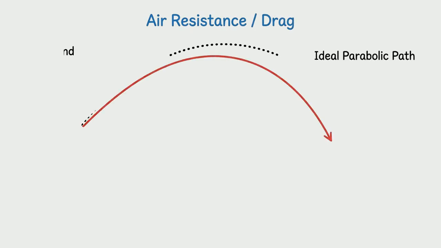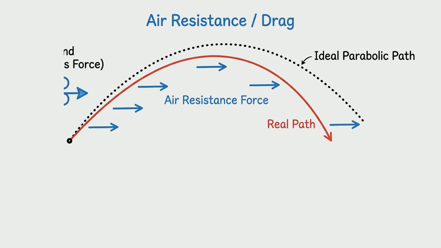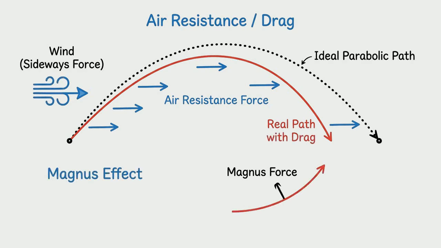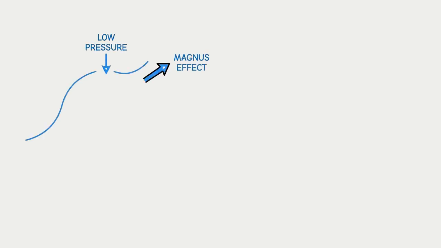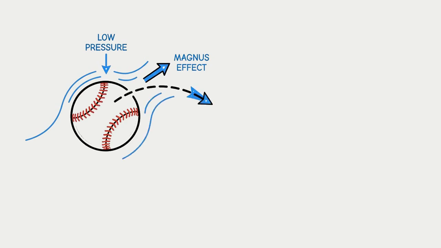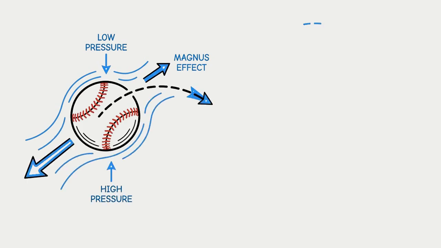But remember, the real world isn't perfect. Air resistance slows things down. It makes the path steeper on the way down than on the way up. Wind can push a projectile sideways. Spin can cause it to curve. This is called the Magnus effect. That's why curveballs in baseball or bending free kicks in soccer don't follow perfect parabolas.